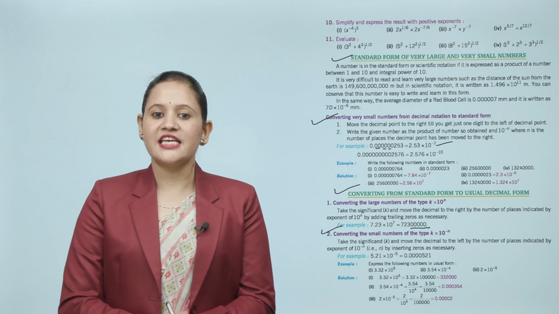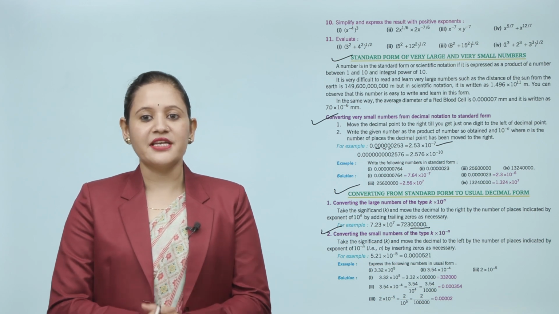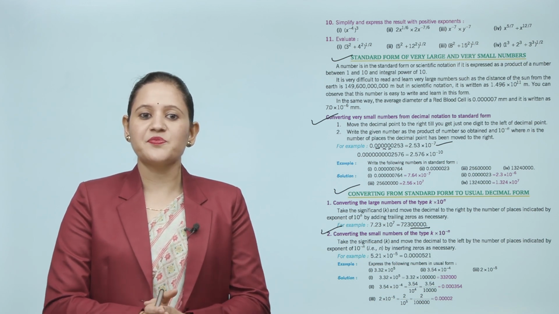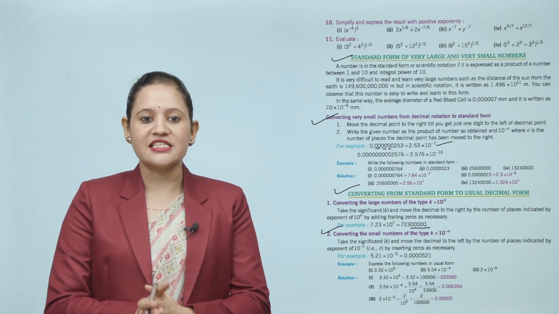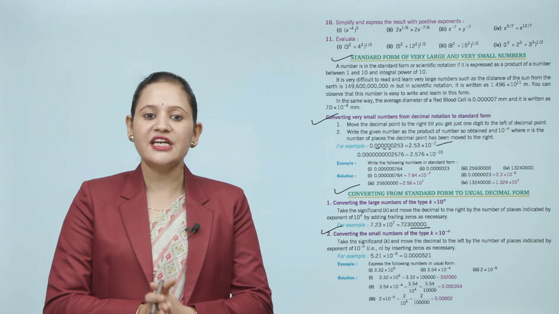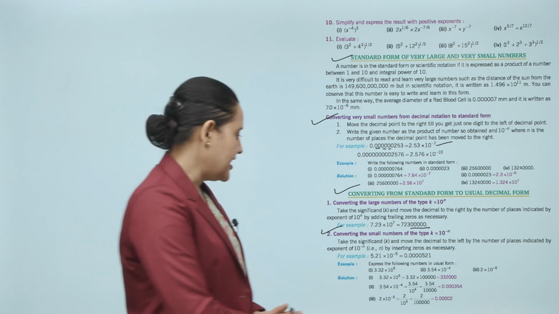Take the significant k and move the decimal to the left by the number of places indicated by the exponent of 10⁻ⁿ by inserting 0 as necessary. For example, 5.21 into 10⁻⁵.